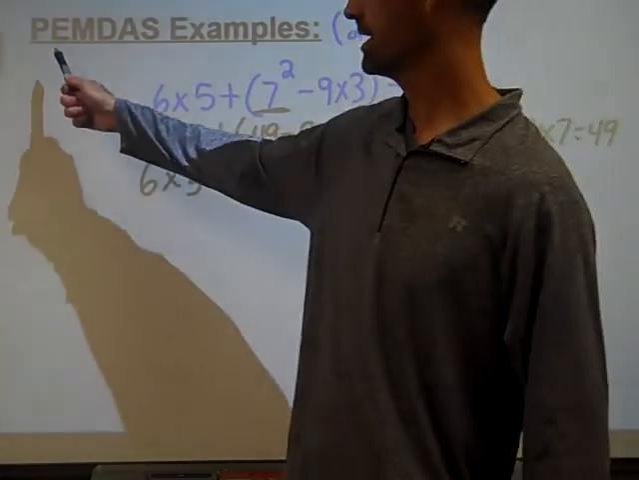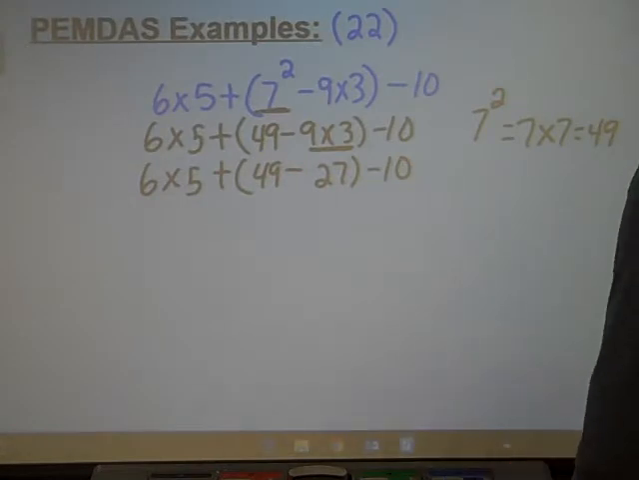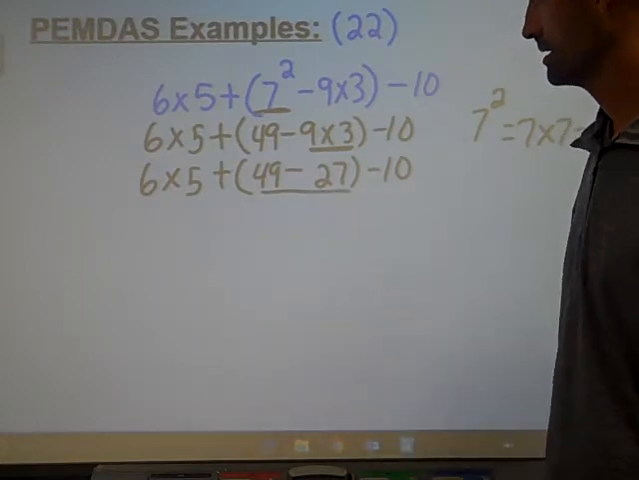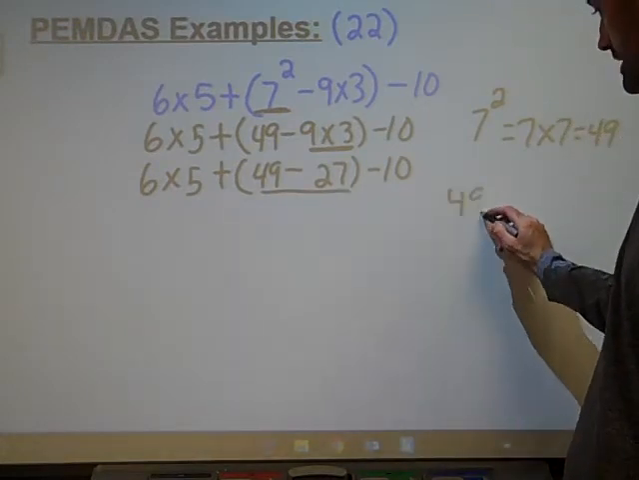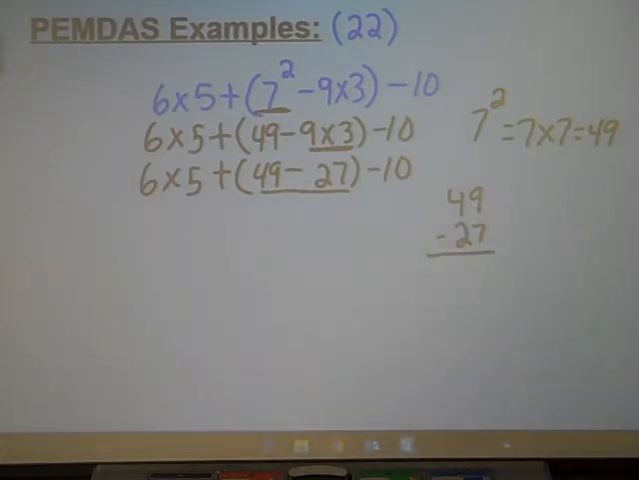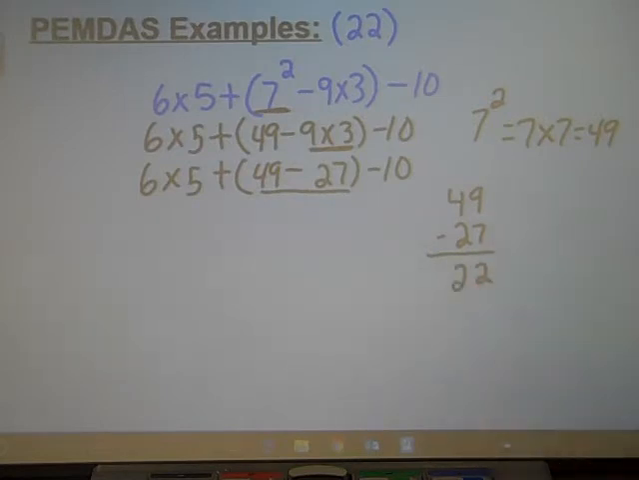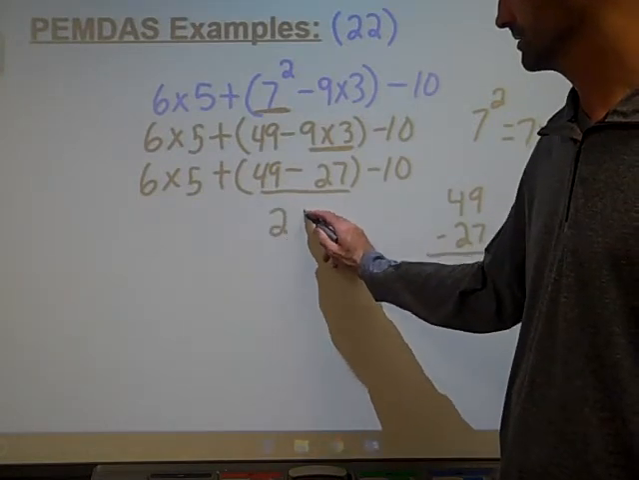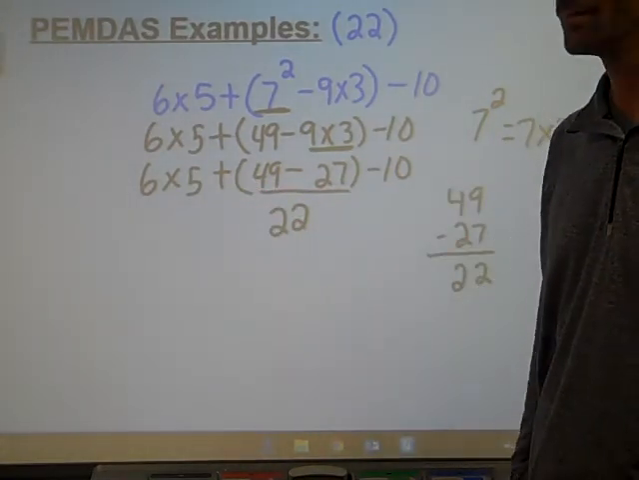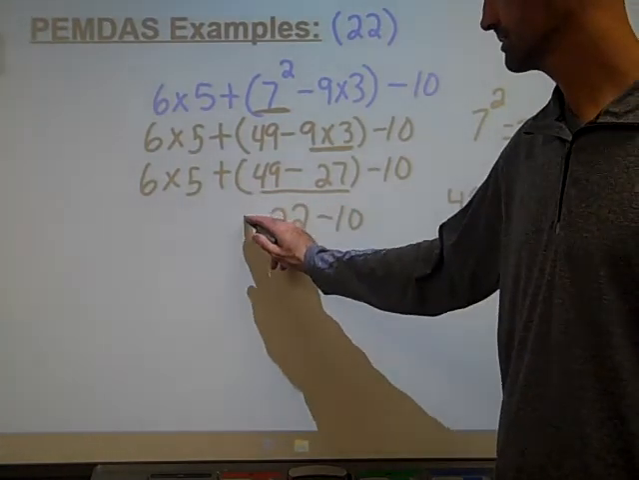Go back to the letter P. Are there parentheses? Yes, we still have parentheses. But there's only one thing to do inside. So 49 minus 27. Again, if you need to do this on the side to make sure you're accurate, please do that. 22. So 22. Now I drop the parentheses because there's nothing more to do. Copy everything else.